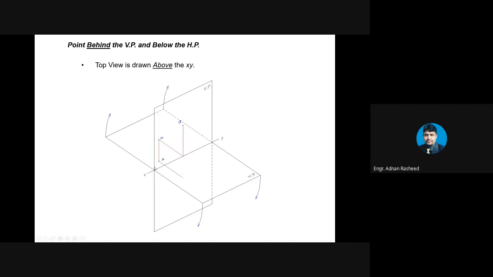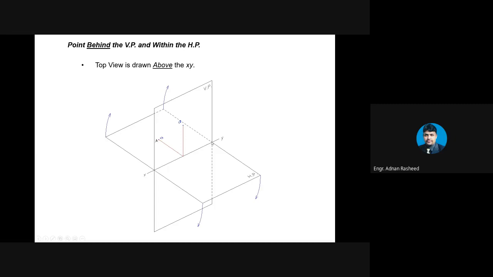You can see this point A is behind the vertical plane, but it is below the horizontal plane. So if you are taking its top view, definitely you can see that this is its top view. But if you rotate the horizontal plane, it will come upward. One more thing: in this case you have seen that its top view is on the horizontal plane, but if you rotate the horizontal plane, its top view will be above the XY line.